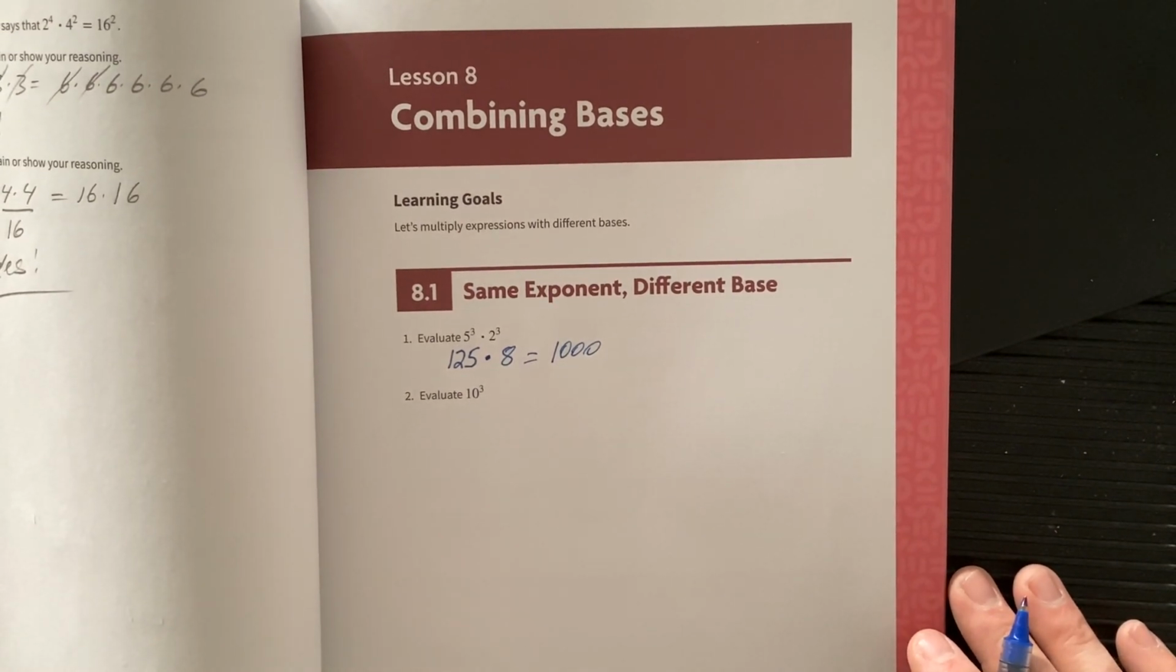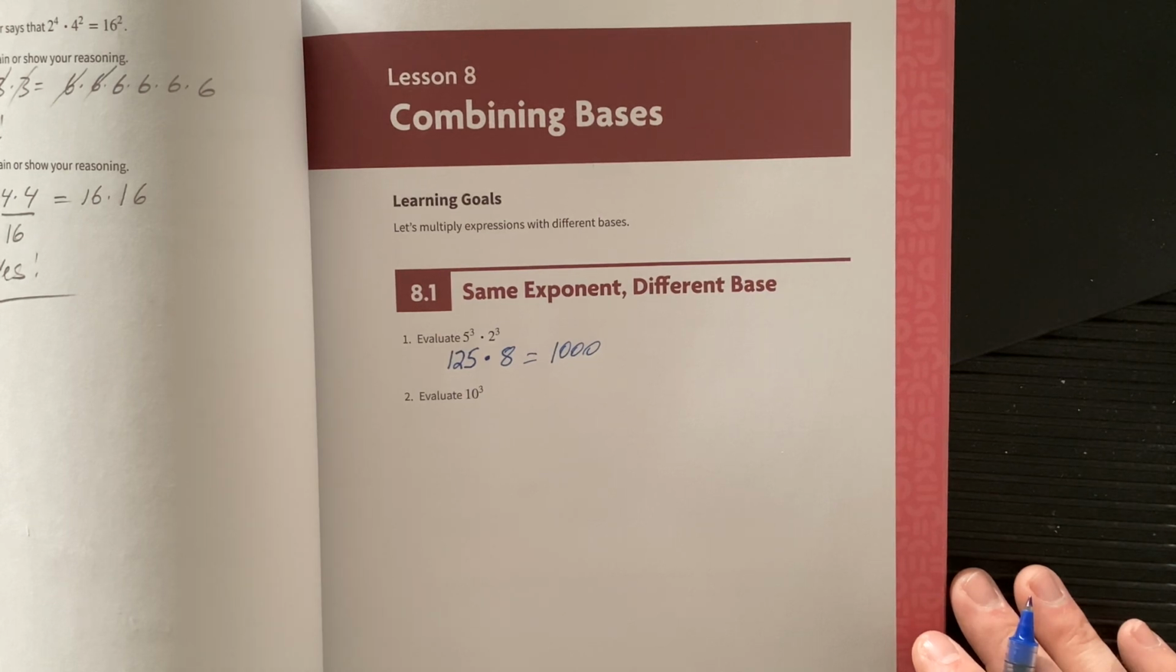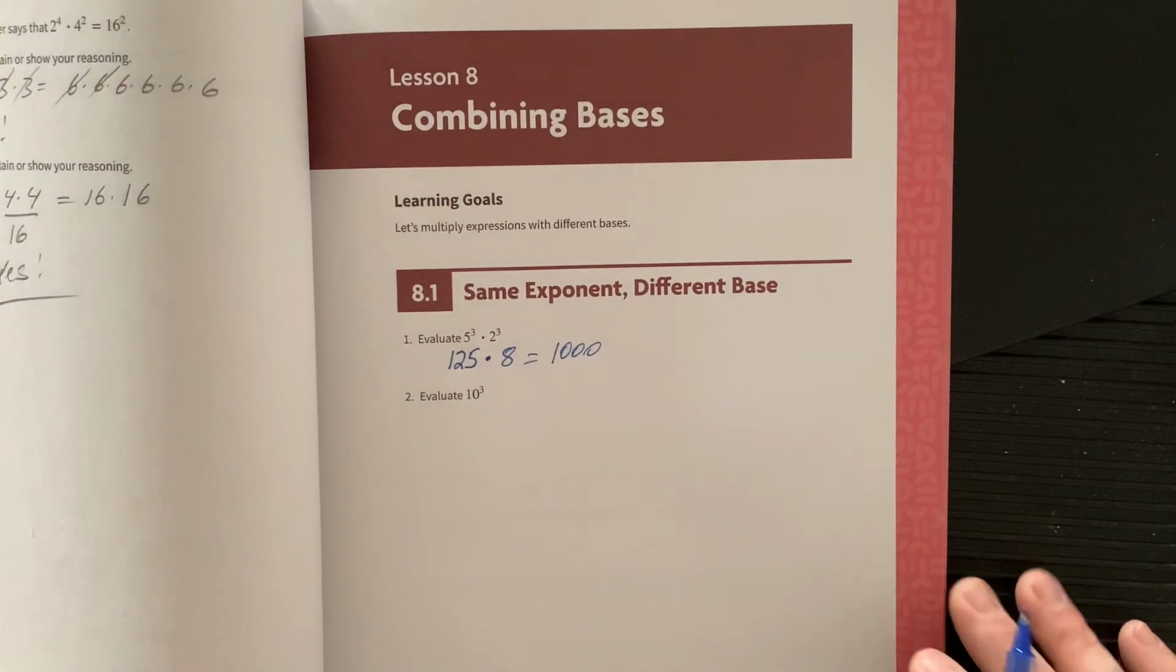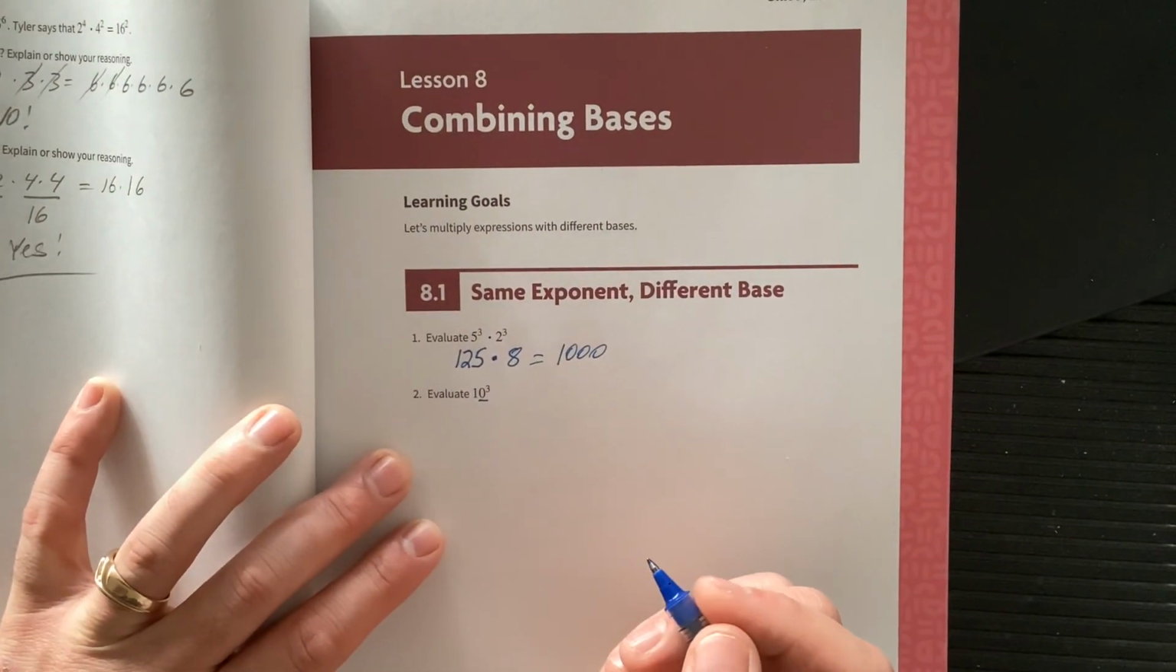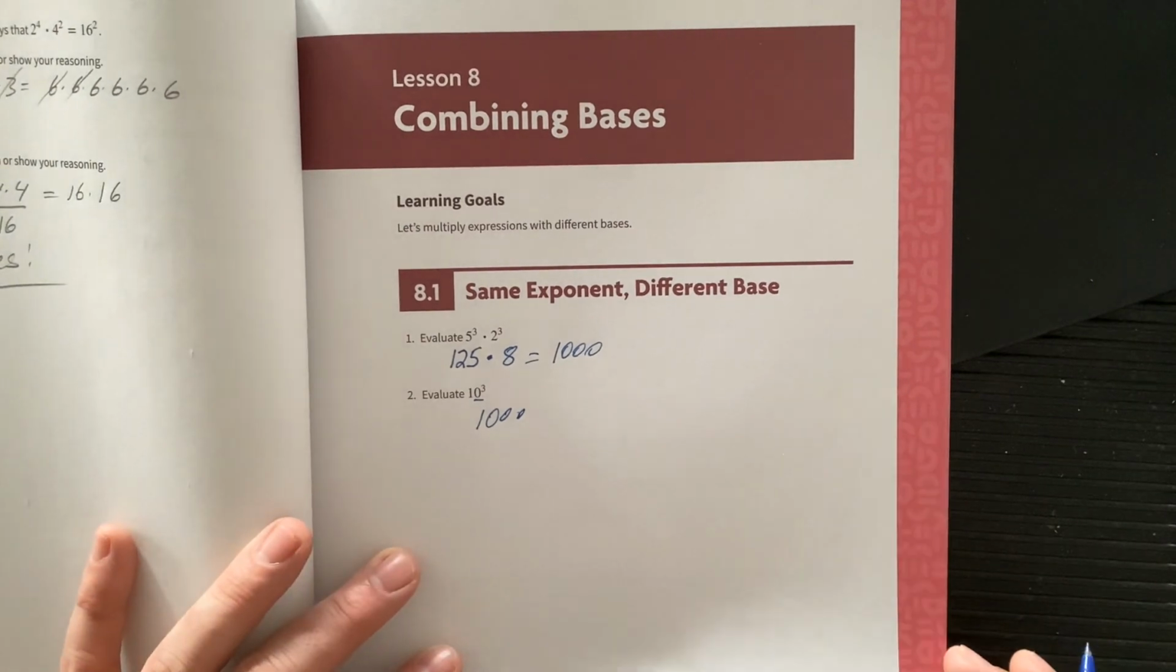Be easier. All right. Question number 2, 10 to the third. 10 times 10, 3 times. 10,000? Is that what you said? 100,000? 1,000? So I'm hearing 3 different answers there. It's gonna have 3 zeros on it. 1,000 is correct.